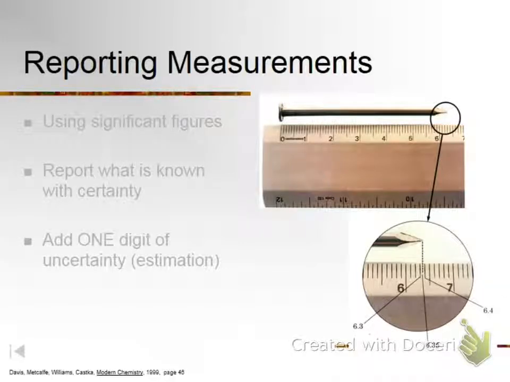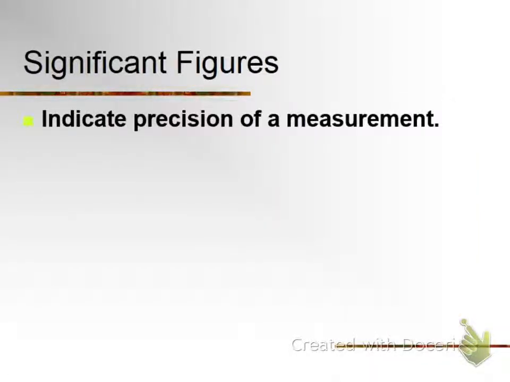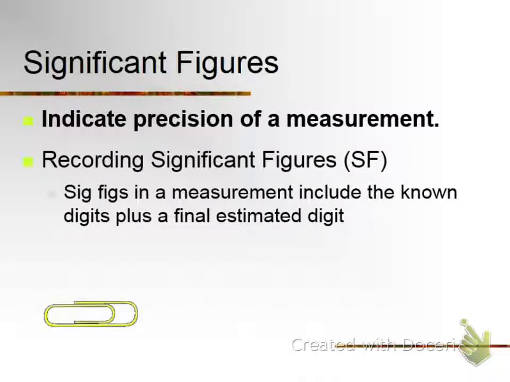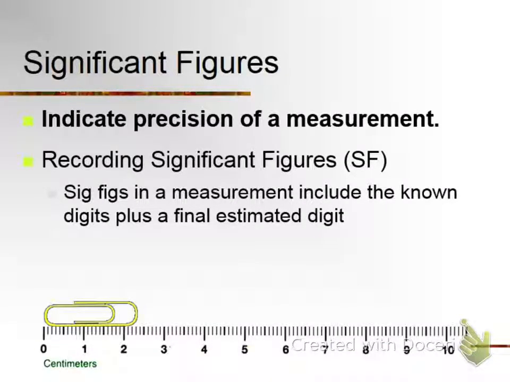We would not write down 6.353. We can't estimate that much. You only do 1 digit extra of estimation. Okay? So we indicate the precision of the measurement. So if I were to measure this, what would you call that? So if you do the line, it's like 2.35. Okay? So you kind of have to draw the line there.